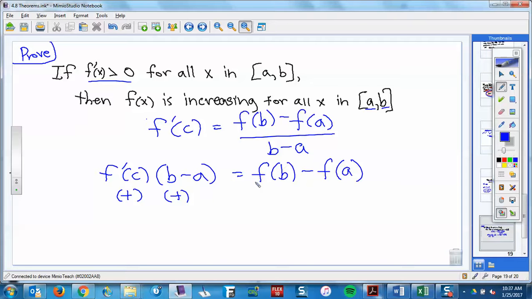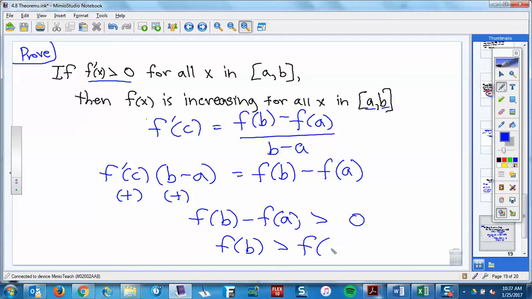So that tells me that f of B minus f of A has to also be positive, which means greater than 0. So f of B minus f of A has to be greater than 0. That basically tells me that f of B, if I add that over, has to be greater than f of A for all x in there.